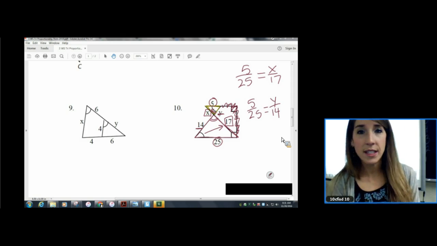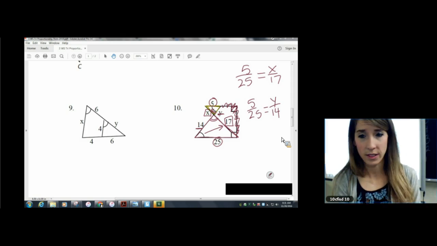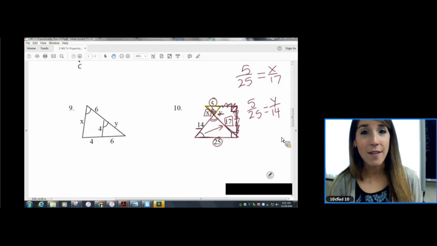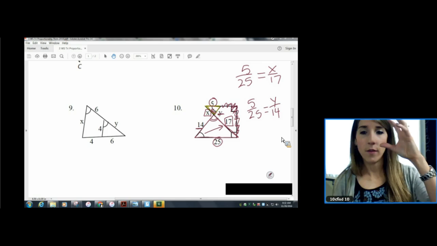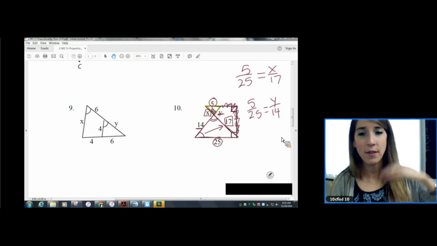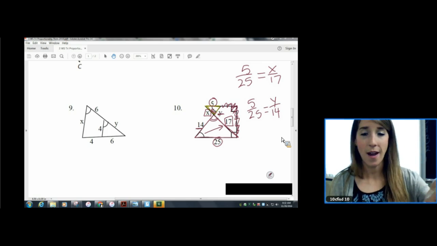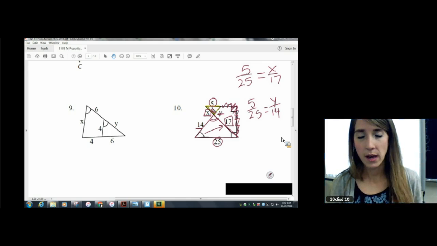Can you solve this the scale factor way? Absolutely. What's the scale factor? 25 divided by 5. Scale factor is 5. So when you're going from small to big, you multiply by 5. If you're trying to go from big to small, you divide by 5. So you could just do 14 divided by 5, 17 divided by 5. But if you don't want to do it the scale factor way, cross multiplying always works.